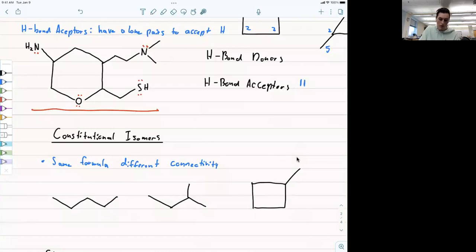If we keep moving around, we have our nitrogen up here, and this one just has lone pairs to accept as well. So that's going to be an acceptor as well. And then over here, I have another nitrogen that also has lone pairs. So that will be one more.